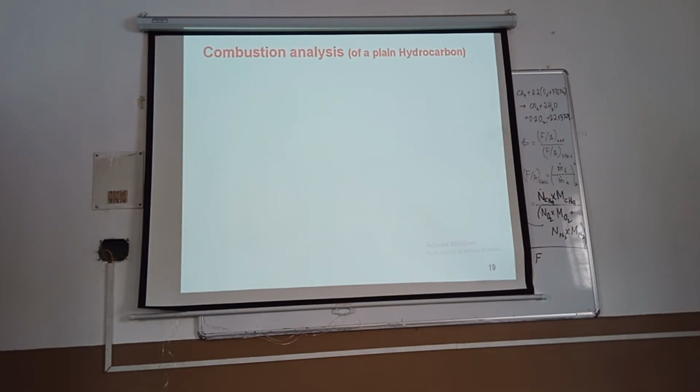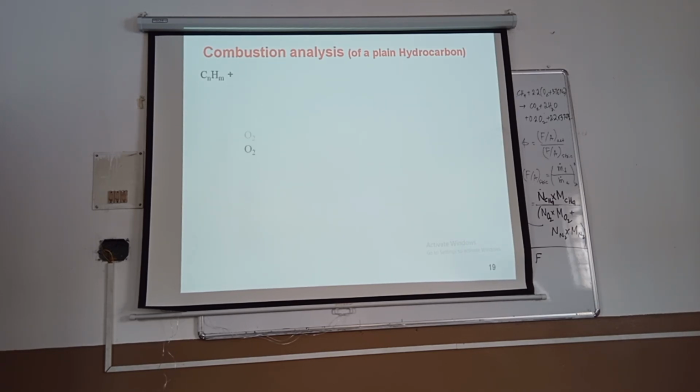Next is combustion analysis. We will do combustion analysis of a plain hydrocarbon. This is the rigorous thing that we will do today. We will complete that. Combustion analysis of a plain hydrocarbon. Plain hydrocarbon means only carbon and hydrogen are there in this, and we are going to take a general hydrocarbon. So the general hydrocarbon has a chemical formula, for example, say CnHm, where n and m are integers.